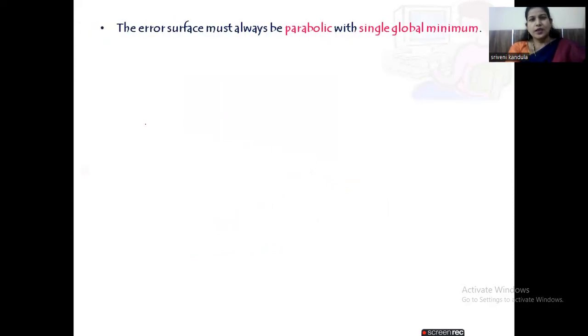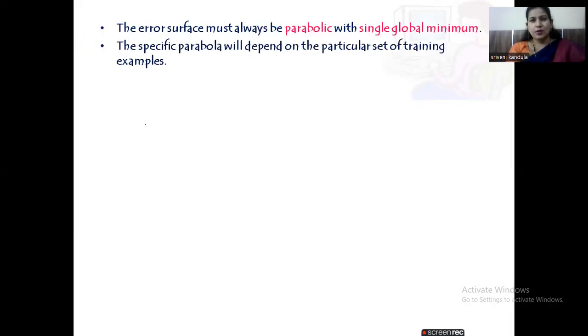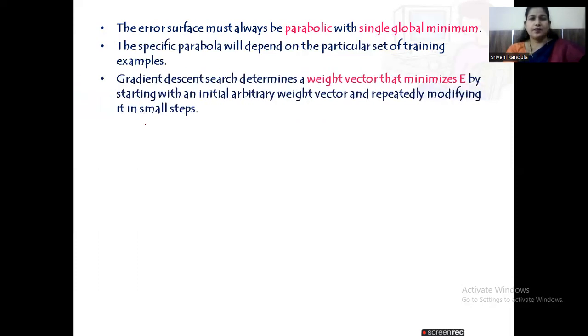So here, the error surface must always be parabolic with a single global minimum. What is global minimum? The point where you are reaching the flat surface. That is our global minimum. The specific parabola will depend on the particular set of training examples that we have. So the shape of the parabola is dependent on the weights that you are taking.